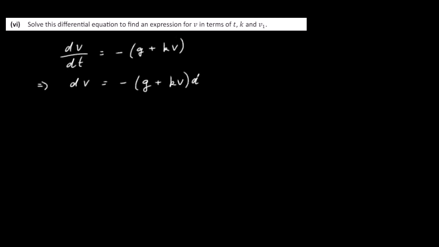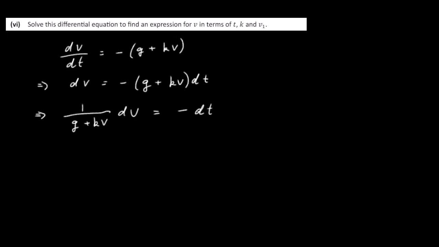Solve the differential equation to find an expression for v in terms of t, k, and v1. Okay, so we're going to start with dv/dt is equal to minus g plus kv. We'll just separate these out. So you get dv is equal to minus g plus kv dt. And we're going to divide across by g plus kv: dv over g plus kv is equal to minus dt.